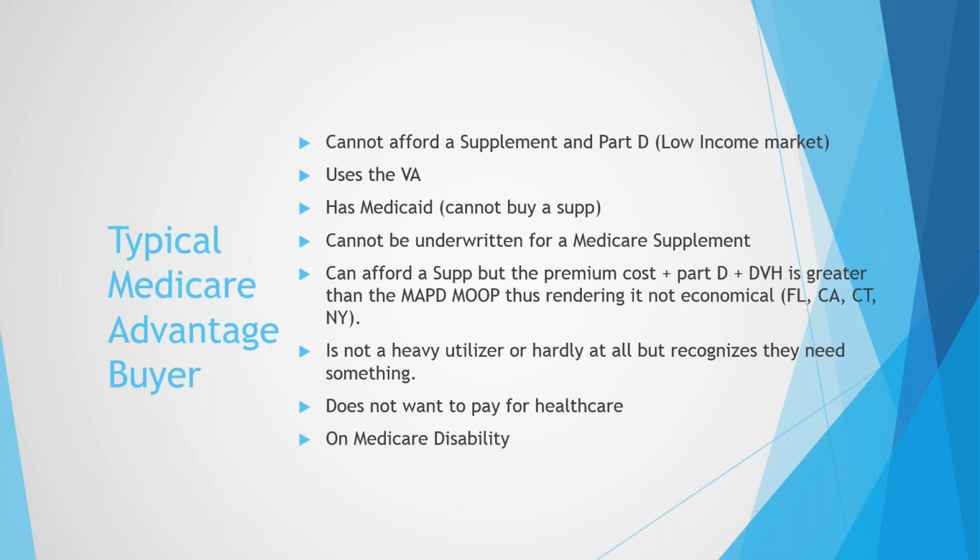Somebody who can afford a Medicare supplement plan, but the premium cost, the Part D, and the ancillary products generally become greater than the MAPD maximum out of pocket. Now, what do I mean by that? Well, let's take Miami, for example. I always use Miami as an example. In Miami, a Medicare supplement premium is about $300 a month. So when you add in the Part D, when you add in the dental, vision, and hearing, you're at nearly $4,000 to $5,000 a year for premiums.